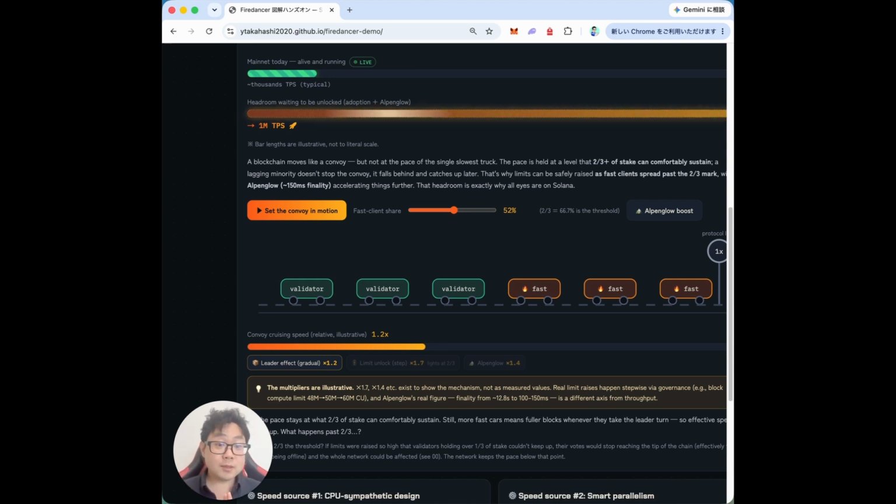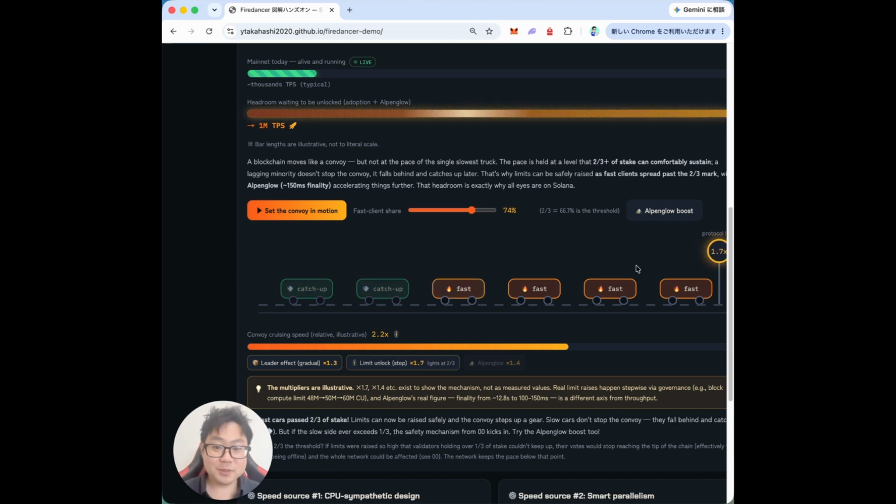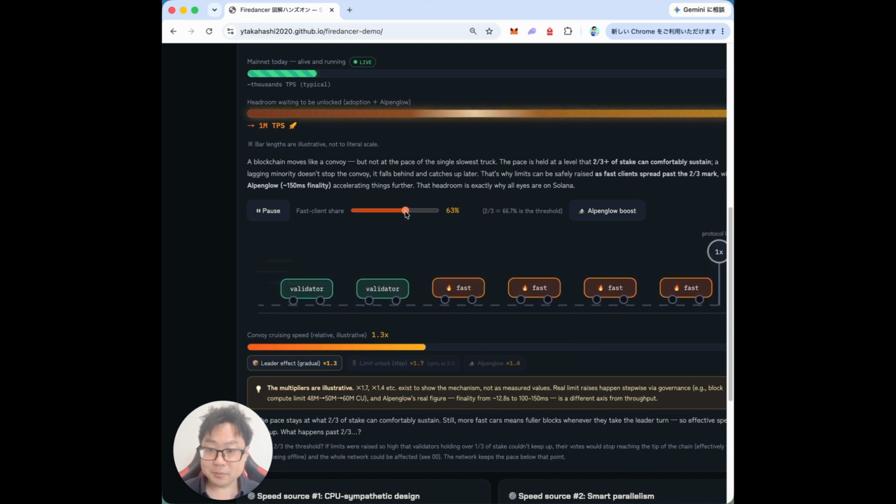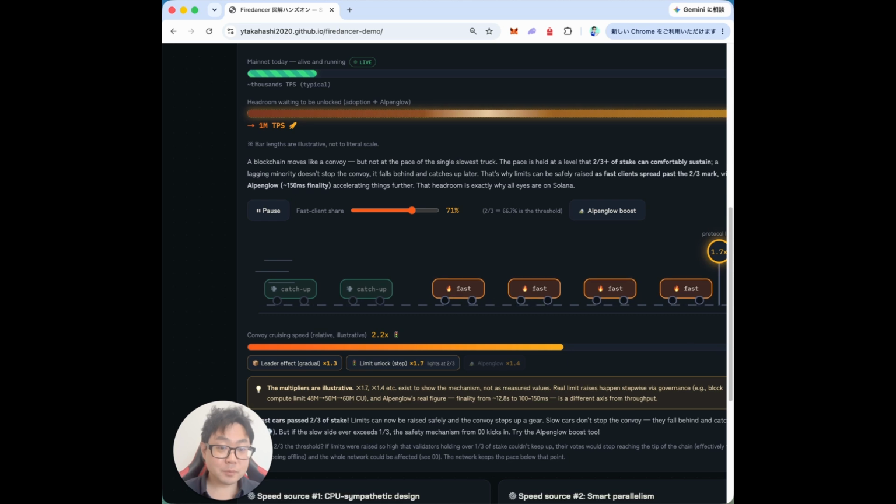Then, once the fast client exceeds two thirds of stake, the protocol limits can be safely raised, and the whole network steps up a gear, like this. But slower validators fall behind for a moment, but they catch up afterwards.